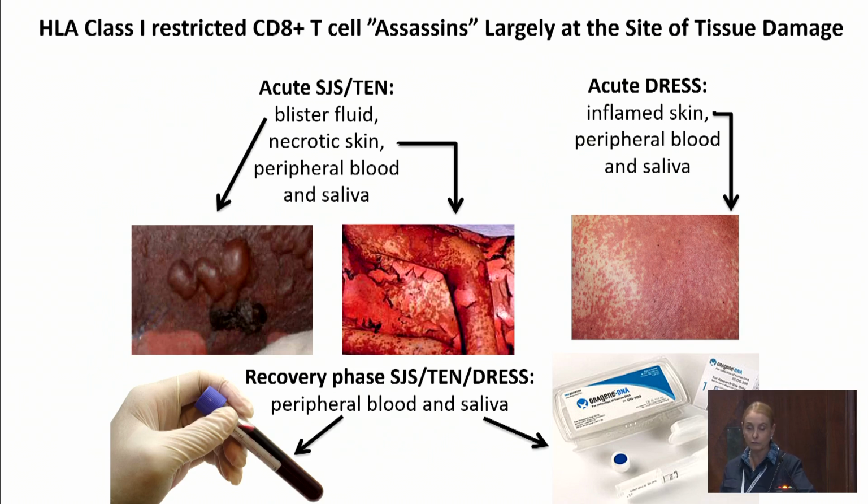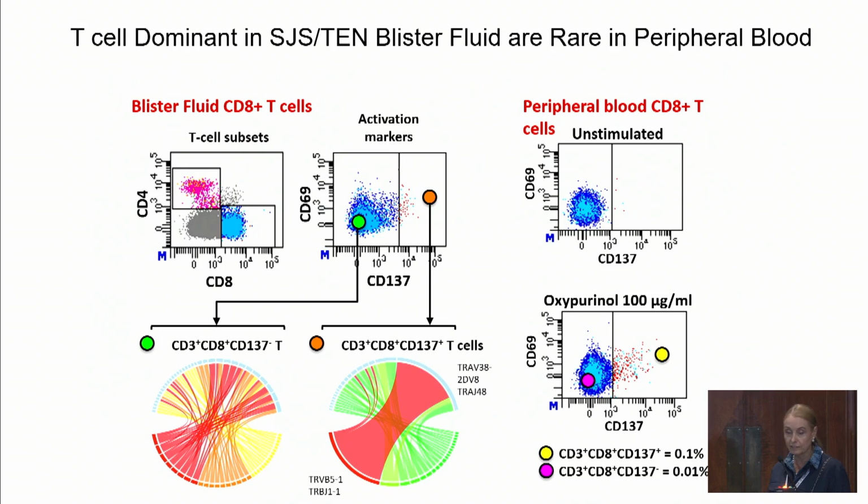And I just wanted to end by talking about some of the work that we've done at the site of tissue damage. This has been years really of biobanking these samples to actually look at the immunopathogenesis at the site of SJS and DRESS, blister fluid, and skin. In SJS, we found that the T cells that we find in the blister fluid in the skin, we don't find in the peripheral blood.